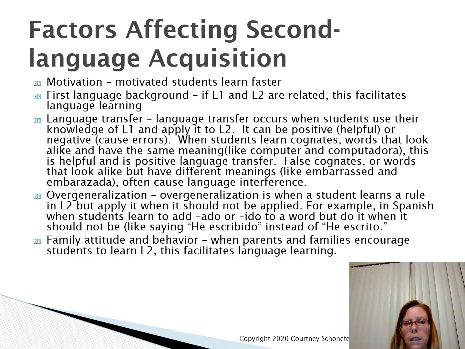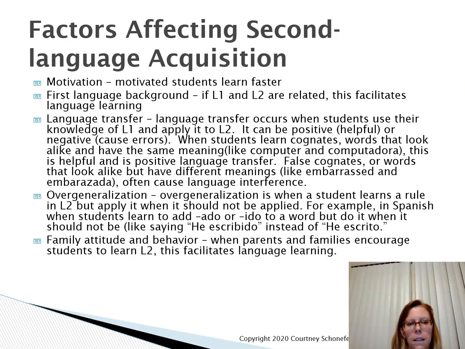Language transfer is when your knowledge of L1 transfers to L2 or applies to L2. It can be positive or helpful, like cognates and similar syntax, or it can be negative, and then it's called language interference, like false cognates. Okay, we already talked about overgeneralization. Remember when you learn a grammar rule and you apply it all the time? So maybe instead of saying he escrito, they say he escribido. They're overgeneralizing. They should say he escrito.